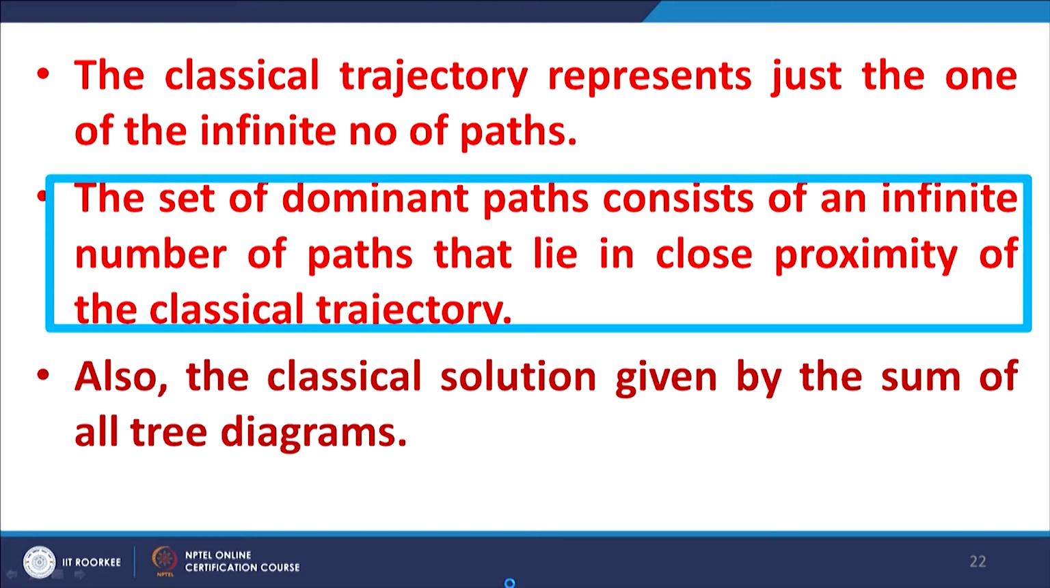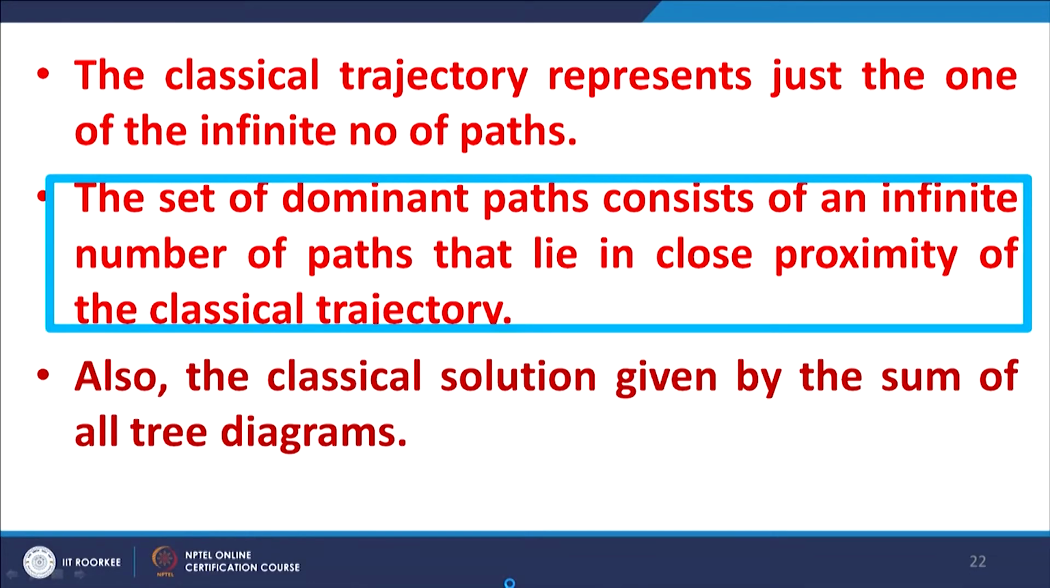That is the reason that the path integral seems to simulate to some extent, or to a large extent, the classical trajectory. But I reiterate once again that the classical trajectory is just one path, and the set of dominant paths consists of an infinite number of paths in close vicinity of the stationary path, the classical path. Because they are in close vicinity of the stationary path, a minor change in the action does not cause any significant change in the phase, and therefore they interfere constructively. That is the important part.